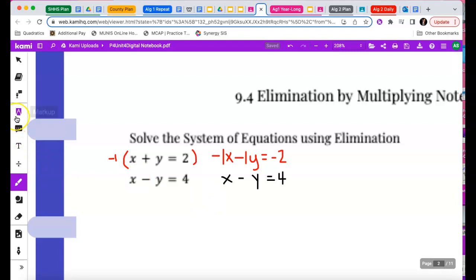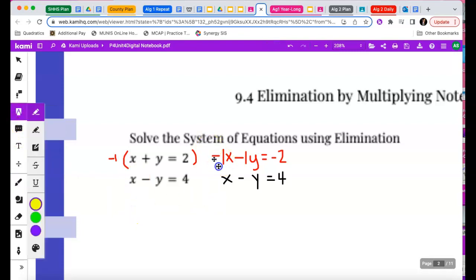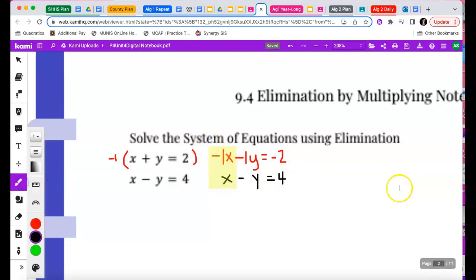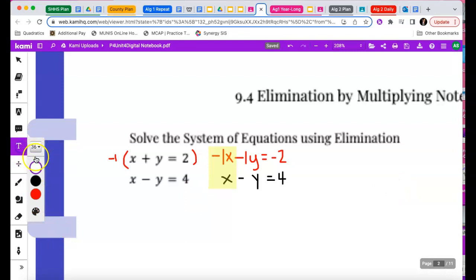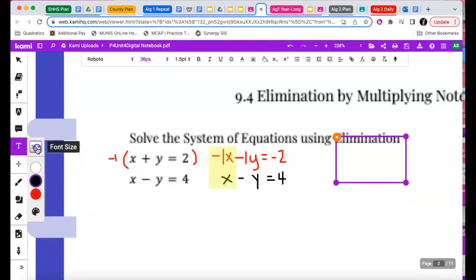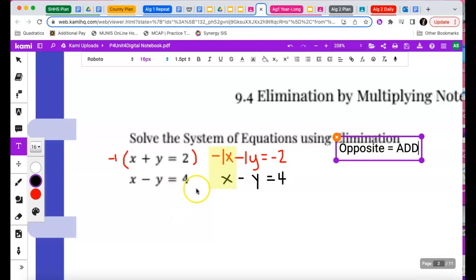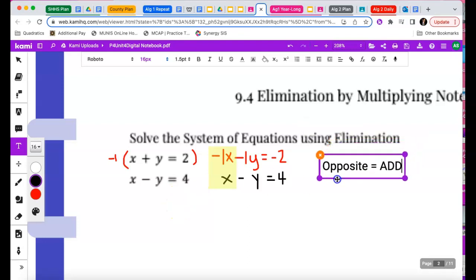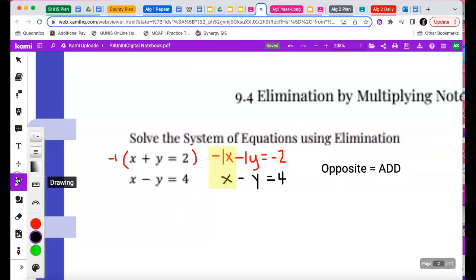So now these two terms have opposite signs. So one is negative, one is positive. Whenever they're opposite, we're going to add the equations. So we're going to put a little plus sign on the outside of here.